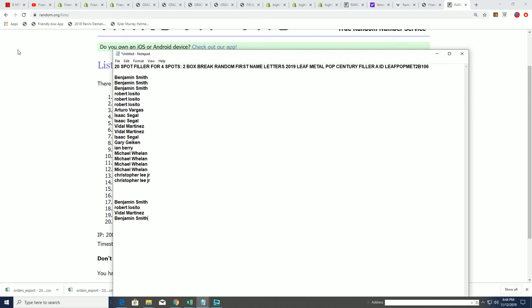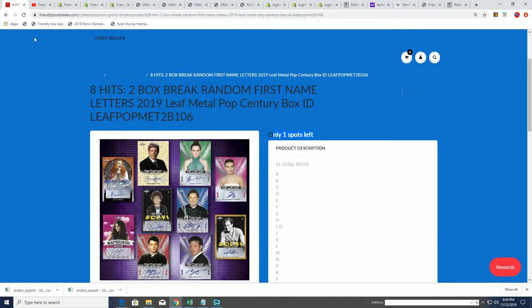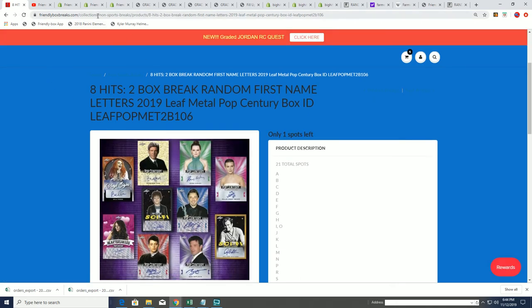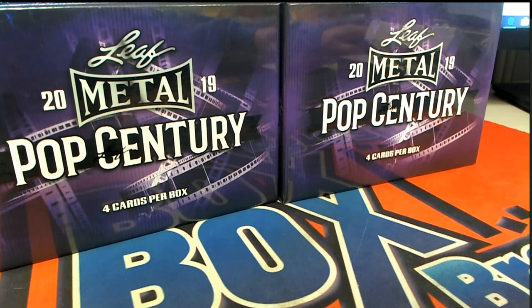Let's take a peek and see if it's time. Right now it's got one. And it's still at one left. So we're really close to breaking this thing up. And we'll be ripping it in a minute, I'm sure. Along with a few other things around here. That was filler A. That was the only filler for this two-box break. And we'll see what happens.